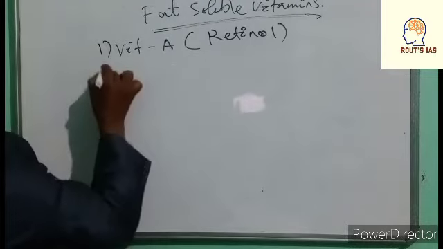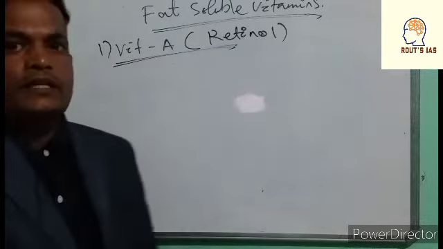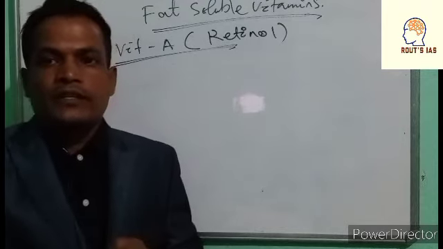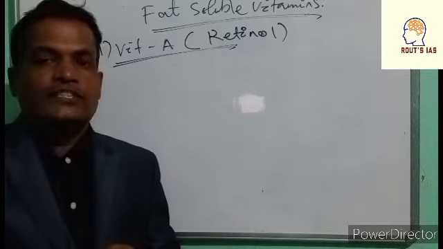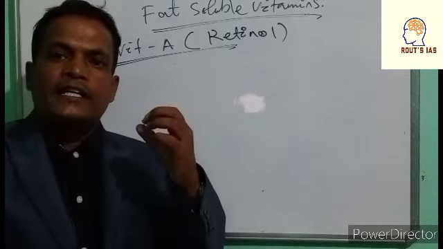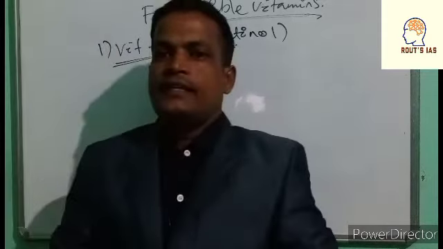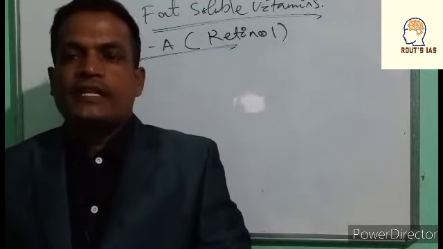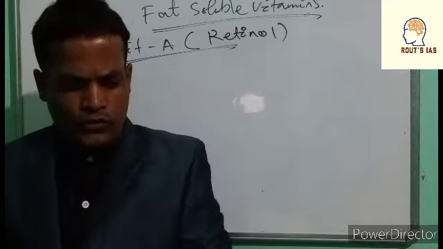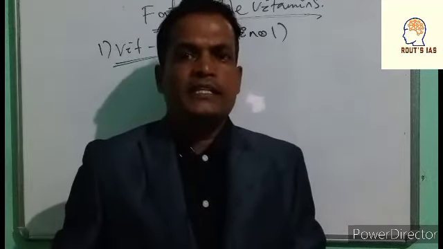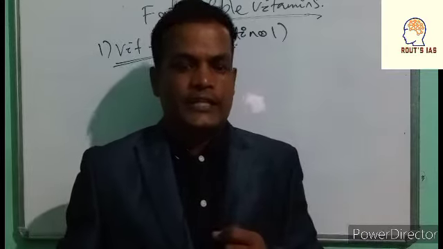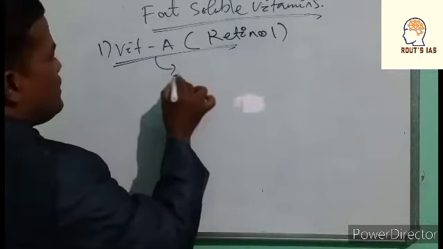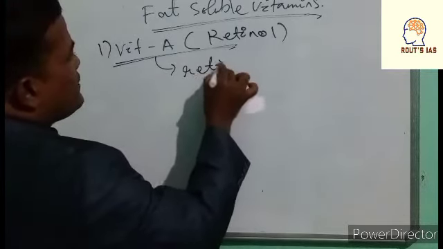Number 1 is your vitamin A, that is retinol. As you know already, vitamin A or retinol is very useful for the health of our eyes. Insufficiency or lack of this vitamin causes what? Night blindness. Is it right? So where are these vitamins available? Vitamin A is called retinol. These are collectively called retinoids.